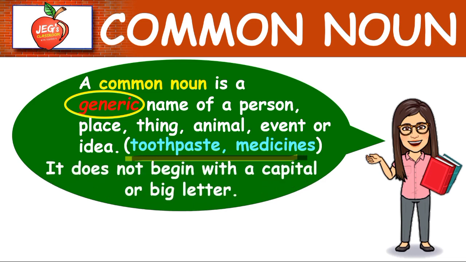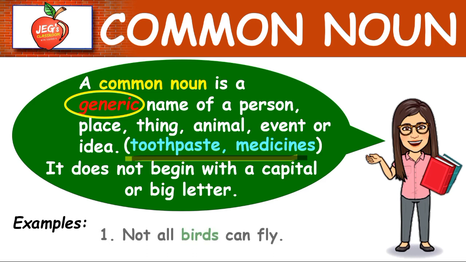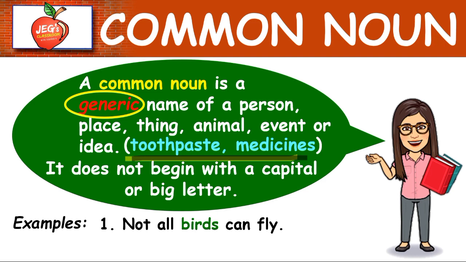Also, a common noun does not begin with a capital or big letter unless it is the first word in a sentence. Let's look at the following examples. Number 1. Not all birds can fly. The word birds here is a common noun and it starts with a small letter only since it is not the first word in the sentence.